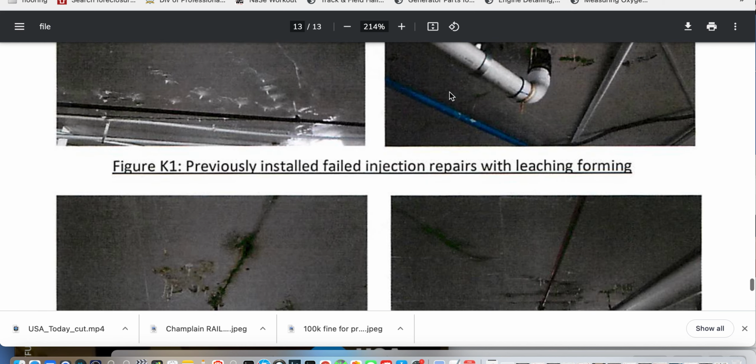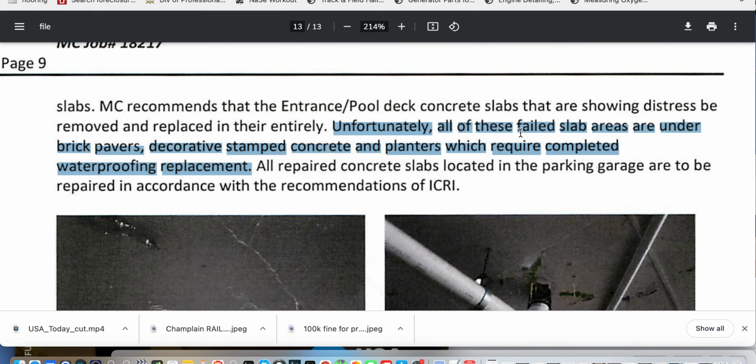But the description here states, unfortunately, all these failed slabs areas are under the brick pavers, decorative stamped concrete, and plant. Well, that could be anywhere. Let's read the sentence above. That the entrance, this is MC, recommends that the entrance/pool deck concrete slabs. All right, so pool deck can only be in one place. Entrance/entrance, two of them together now, can only be in one place.